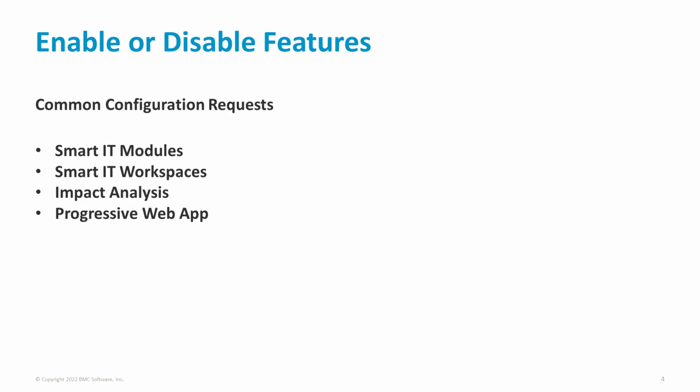The first group of configuration settings are for enabling and disabling features. These are the four topics we get questions about most often, which we will be covering next.